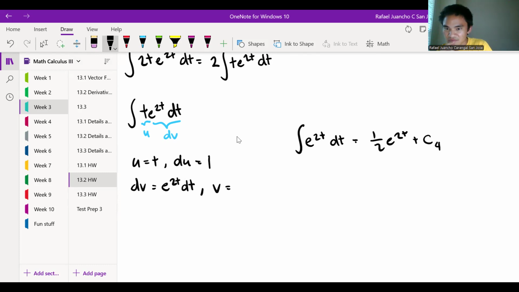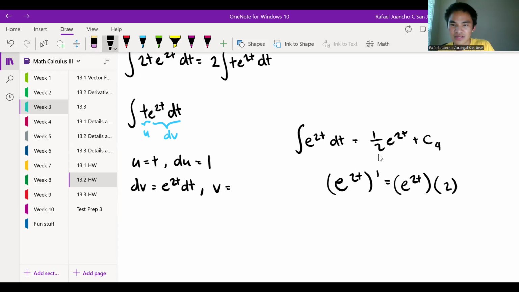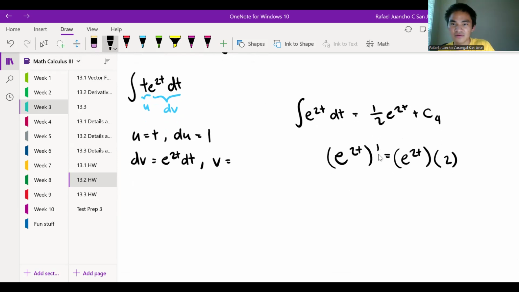Why? Because if I take the derivative of this thing, I get 2t. Oh, but I put 2t down. Okay, how am I gonna figure this out? I take the derivative of this thing. So this is chain rule times 2. Okay, and then I got 2e to the 2t. So yeah, I need a 1/2.